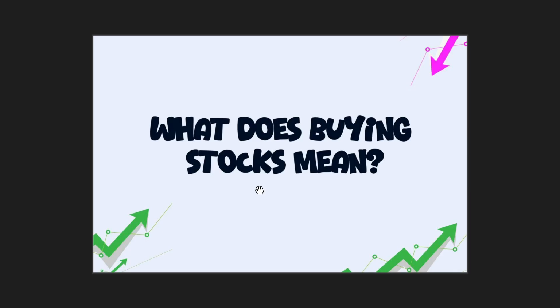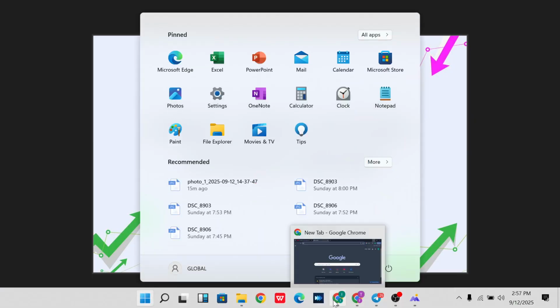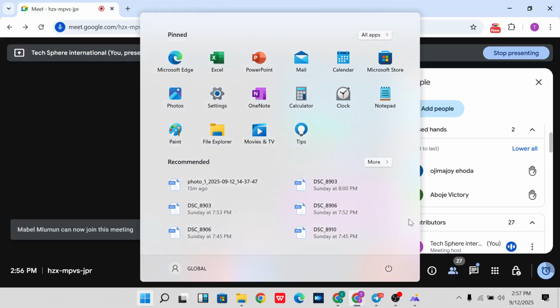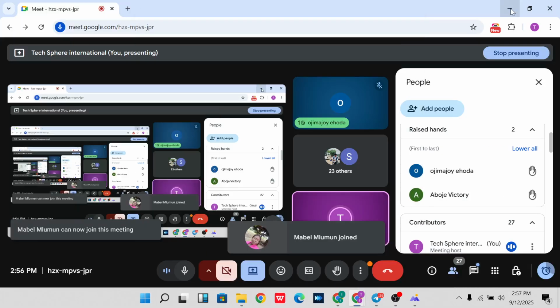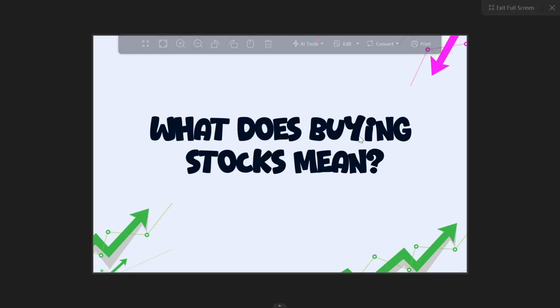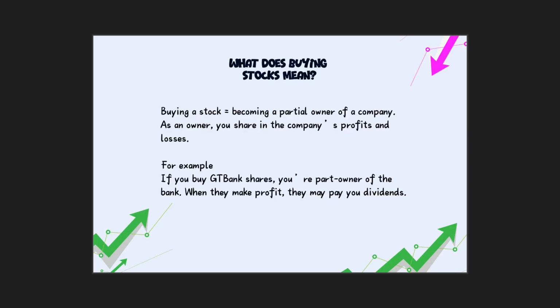So what does buying of shares mean? What does buying stocks mean? What does buying shares mean? All right. Buying a stock is becoming a partial owner of a company, so not a full owner.